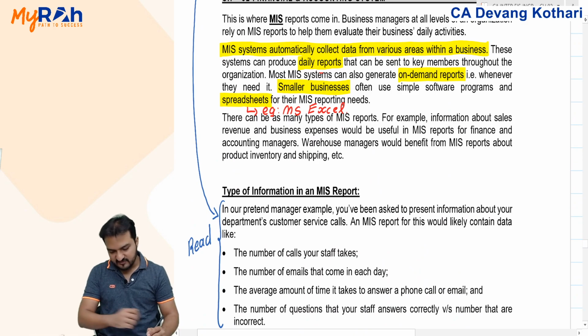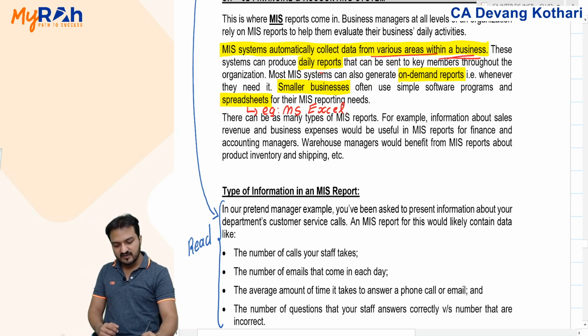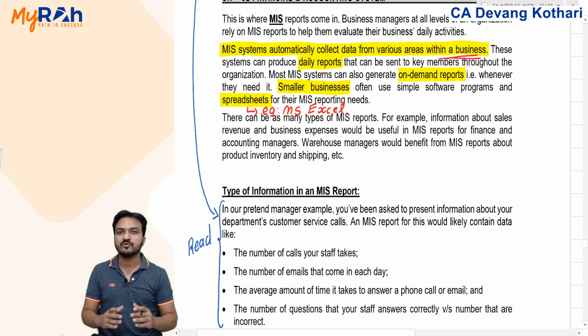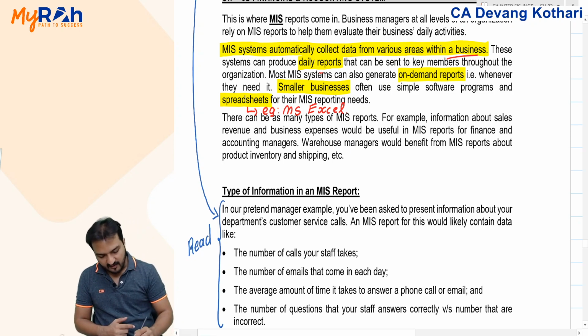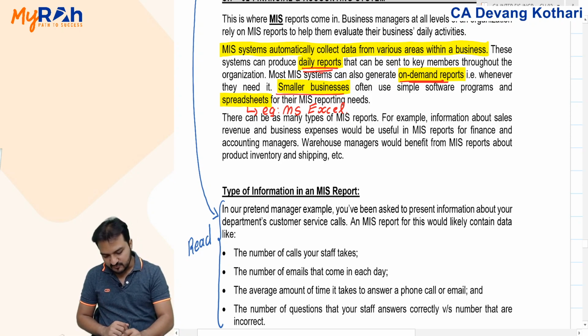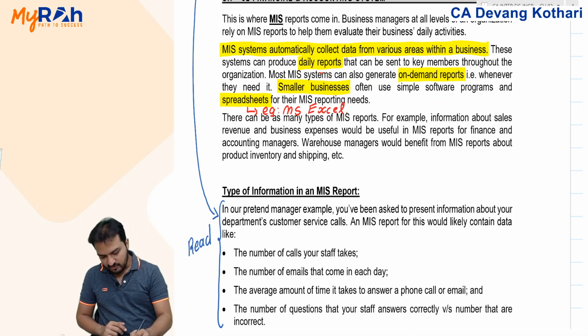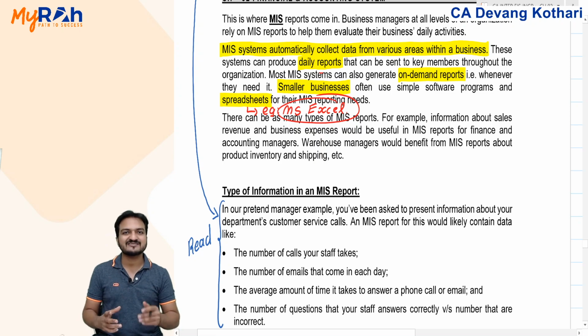So we'll read some words there. MIS systems automatically collect data from various areas within the business. It will collect data from your databases. It can give you daily reports or on-demand reports. Sometimes smaller businesses might not have a separate MIS software, but for these small businesses, Microsoft Excel itself might be an MIS software.